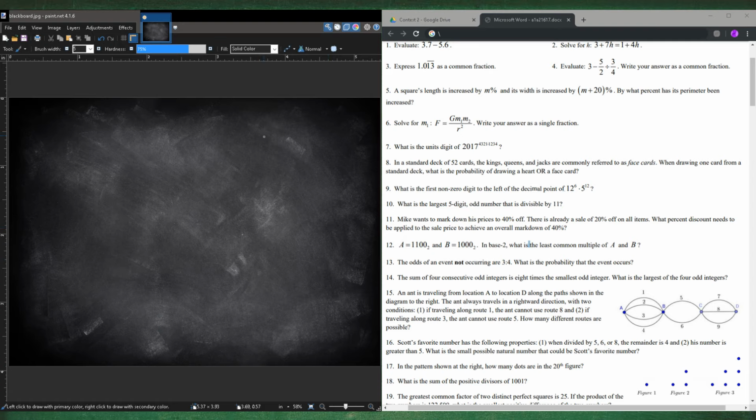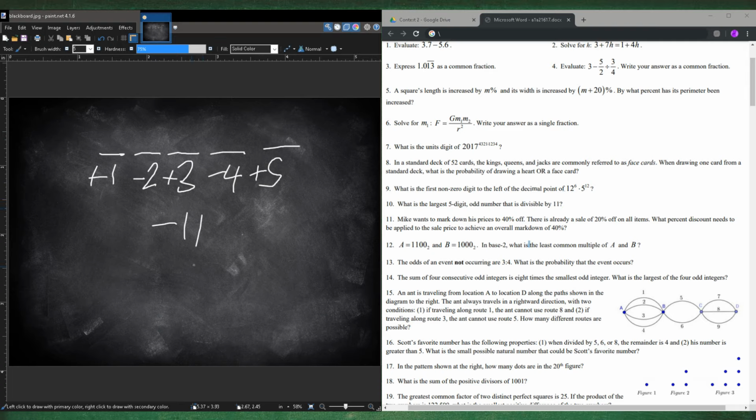Question 10. What's the largest 5-digit odd number that's divisible by 11? So it's a 5-digit number, so I'll just make placeholders: 1, 2, 3, 4, 5, right? The rule for 11 is that you add the first number plus the third number plus the fifth number, and then you subtract the second, and then the fourth. The result has to be a multiple of 11.